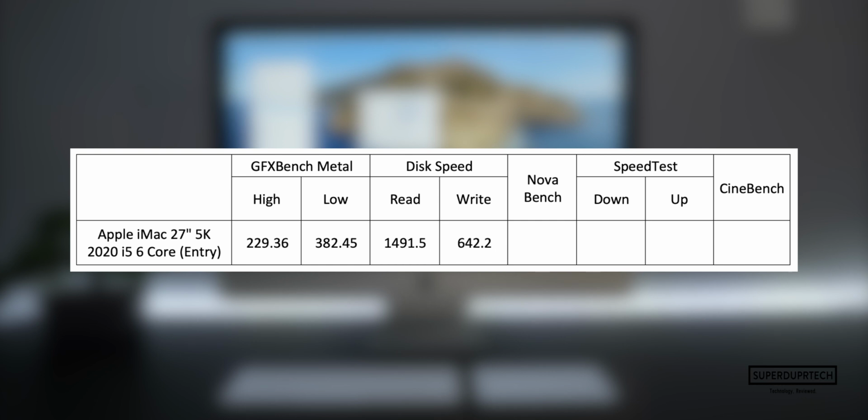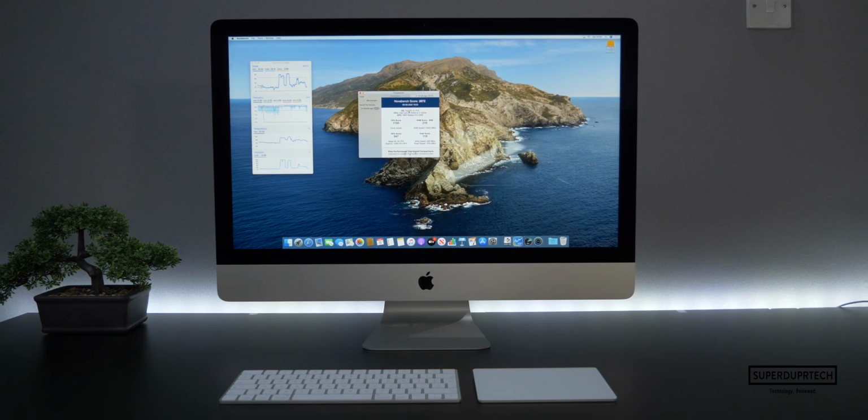Next up, we have NovaBench. Now NovaBench is a good general benchmark as it tests not only the CPU and the GPU, but it also tests the system storage and system memory. Now with this particular test, I got a score of 2072.